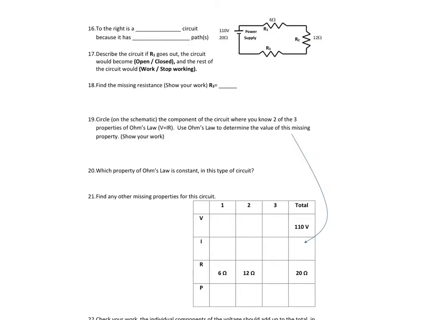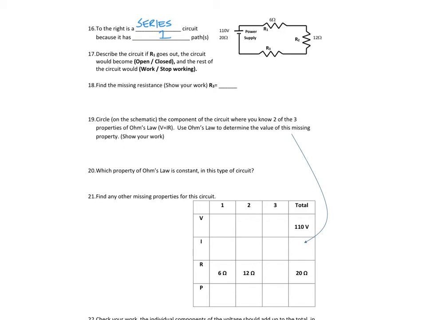Moving on. Number 16. So I'm looking at the circuit to the right. If I start here, I'm going to follow my pathway. I want to figure out what type of circuit this is. I'm going to go across the first resistor, second resistor, third resistor, and back to my power supply. There's no other way that I can get back to my power supply. There's only one pathway. So because there is one pathway, this circuit is automatically a series circuit. Okay, because it has one path.